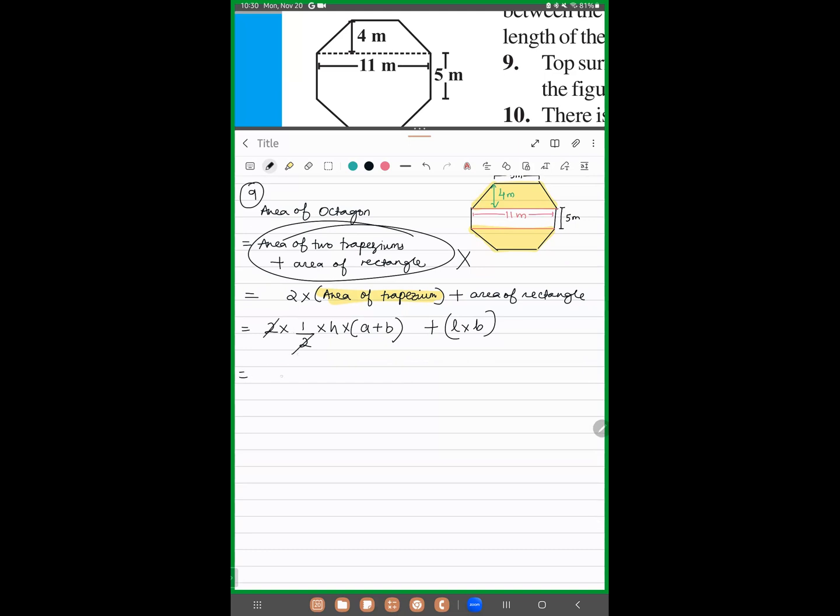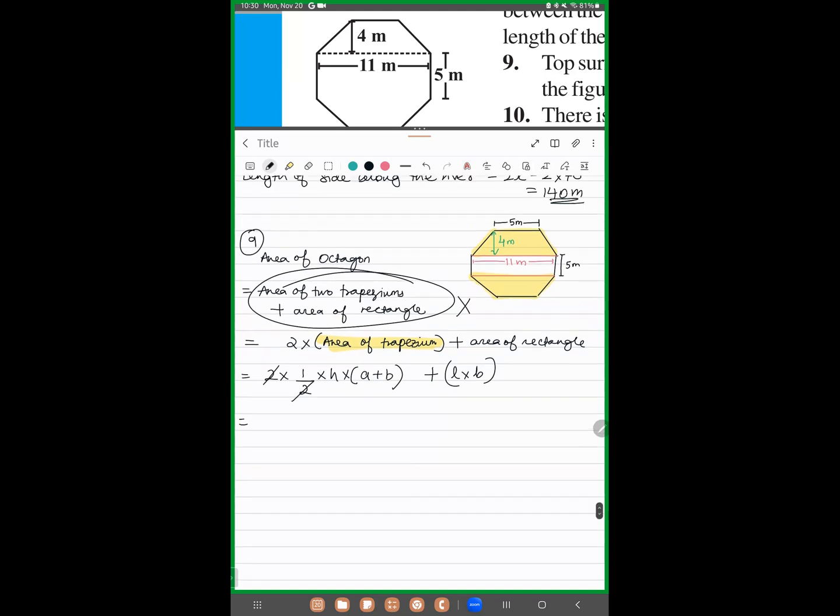Now how much is h? h means the distance between the two parallel sides, 4 multiplied by a plus b. What are the two parallel sides? The length of the two parallel sides. 5 and 11. Yes, 5 plus 11, plus.